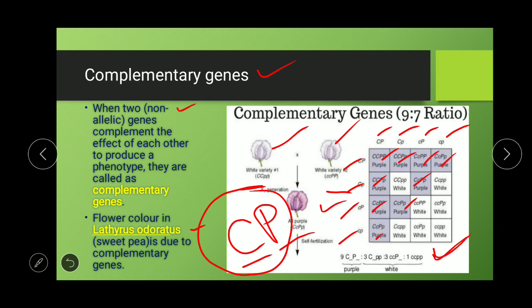This is an example of non-allelic interaction, and there are a number of non-allelic interactions like duplicate genes, supplementary genes, epistasis, etc. But at your level only one or two are needed, much more is not in your syllabus. That's why I thought this is sufficient for you.